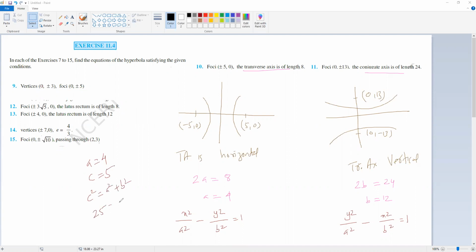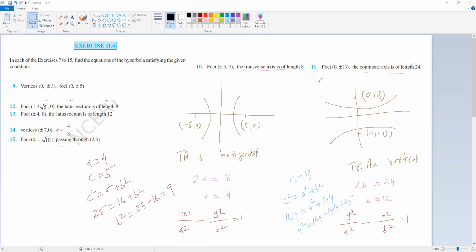So 25 is equal to 16 plus b square. So from that you will get b square is equal to 25 minus 16, which is equal to 9. On the right side, you will get c is equal to 13, so c square is equal to a square plus b square, so 13 square is 169, is equal to a square plus 144. So from that you will get a square is equal to 169 minus 144, which is equal to 25.